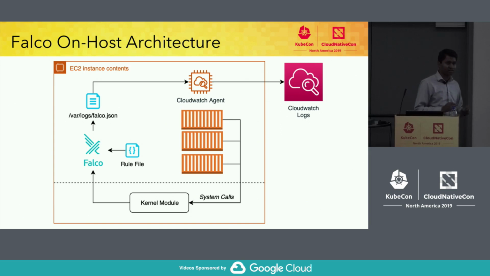Our rule file just contains a few instructions for Falco on what system calls it should collect and what it should not. We also have some filters to reduce the volume of data that is coming from Falco. And then we are using CloudWatch to read the data and push it to CloudWatch logs.